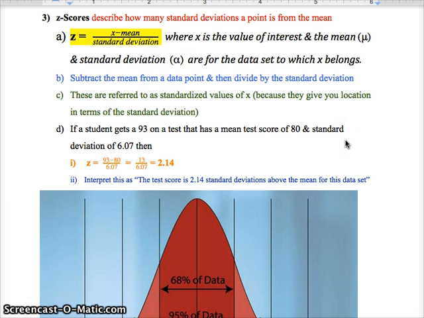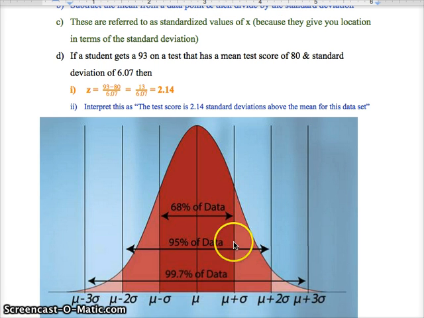So if a student had a 93 on a test that had a mean test score of 80 and a standard deviation of 6.07, 93 is our value of interest. We subtract it from 80, that's 13. We divide by 6.07, and we find that the z-score for that student is 2.14, or 2.14 standard deviations above the mean. So here's what we have in terms of z-scores.